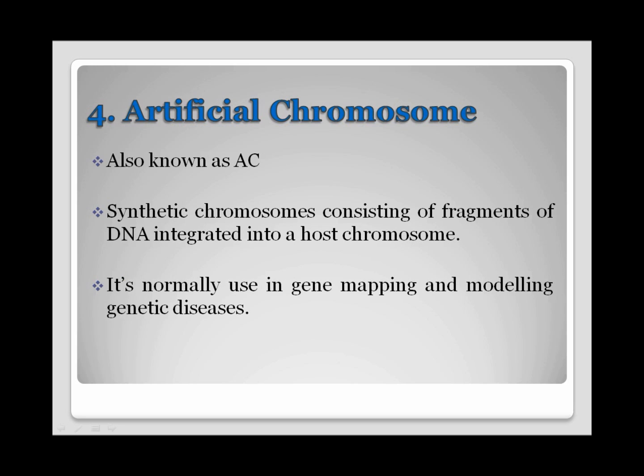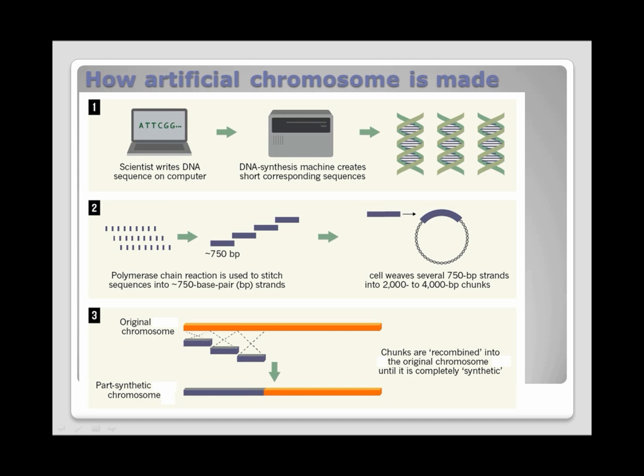Okay, I'm going to talk about artificial chromosome, which is short for AC. An artificial chromosome is a synthetic chromosome we use to carry fragments of foreign DNA to integrate into the host cells. The artificial chromosome is normally used for gene mapping and modeling genetic disease. Here's how the artificial chromosome is made.